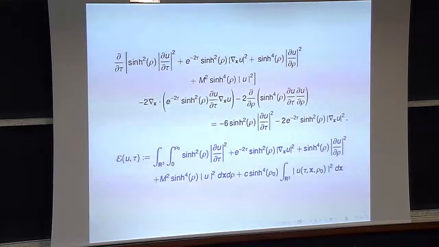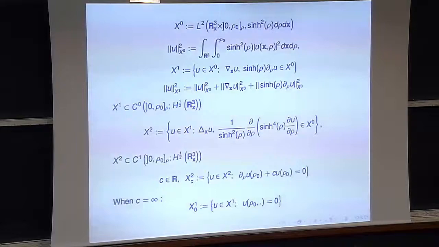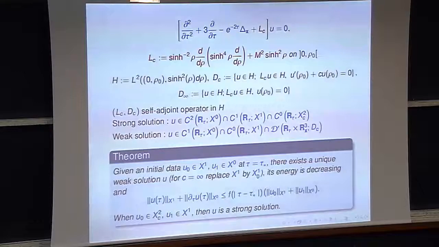To define the functional framework, we consider the natural energy. Therefore, we introduce all these spaces. X0 is L2 type, X1 is H1 type, and so on. And finally, we have this equation. We introduce this domain to take into account the condition on the brane, and we can solve the initial boundary value problem. If we take U0, U1 in our space X1, X0, we can solve our Cauchy problem, and we find the usual strong solution if the initial data are sufficiently smooth. It's just a consequence of the Kato machinery.